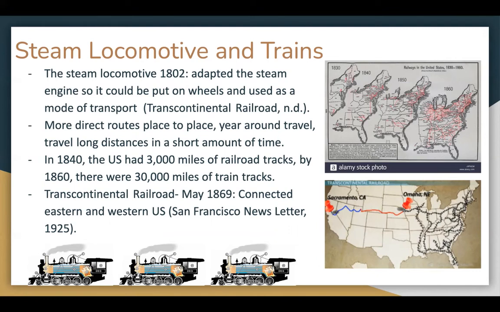The Union Pacific Railroad and Central Pacific Railroad laid 1,176 miles of tracks to create this railroad that stretched horizontally across the United States. What used to be a 4 to 6 month trip now only took 6 days.